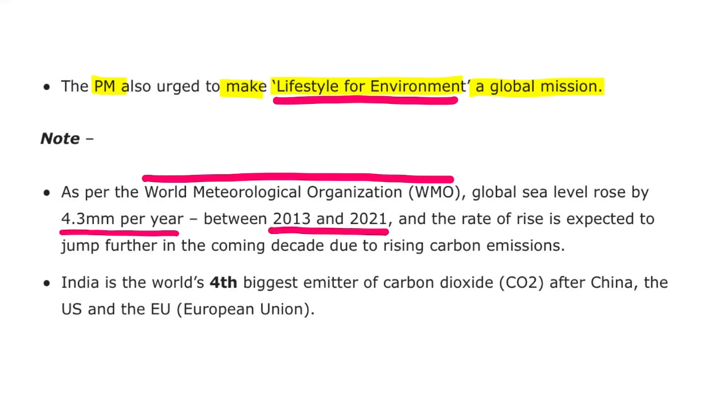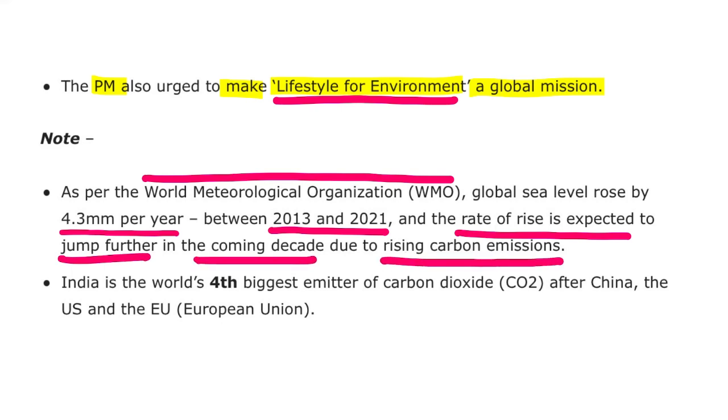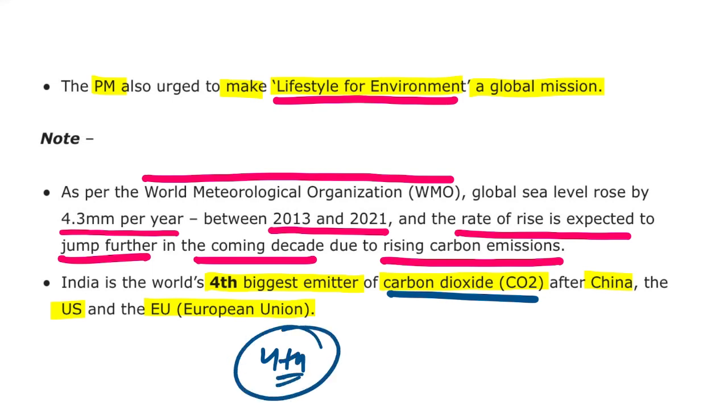As per the WMO, the global sea level rose by 4.3 mm per year between 2013 to 2021, and the rate of rise is expected to jump further in the coming decades due to the rising carbon emissions. India is the fourth biggest emitter of carbon dioxide after China, US and European Union. So if the question is asked, what is the rank of India in terms of CO2 emissions? It stands at the fourth position, after China, US and European Union.